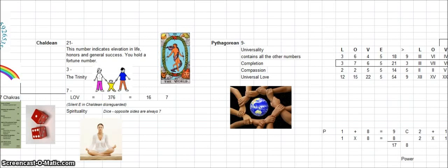And what that represents is a universality. You've learned to stand in another's shoes and see beyond your own dogma, to incorporate everyone around you. It's compassion, it's universal love. It's very important. I happen to be a 9, and love is 9.